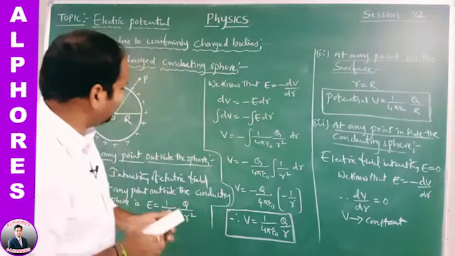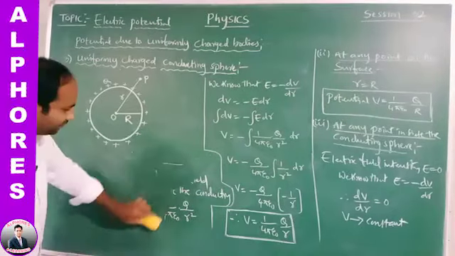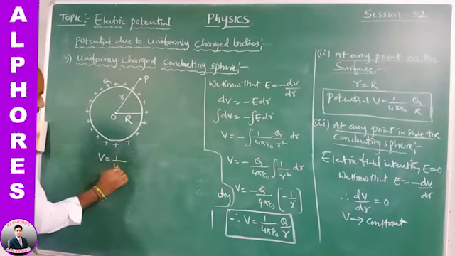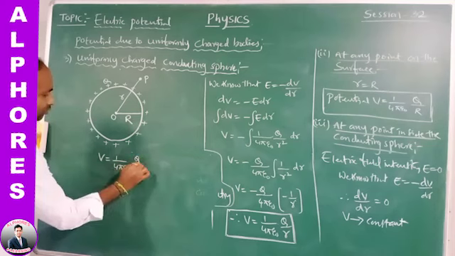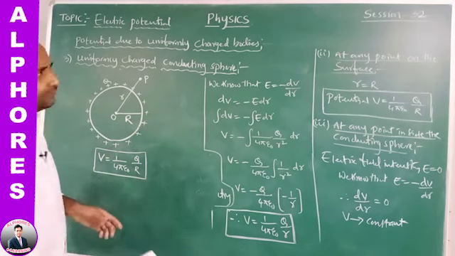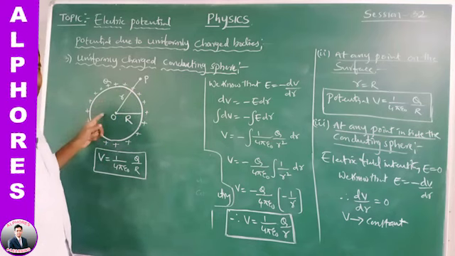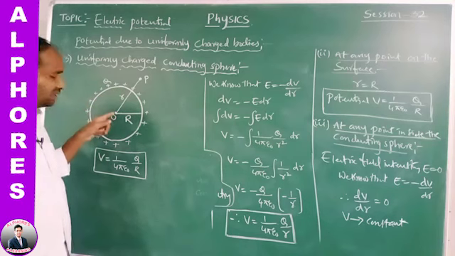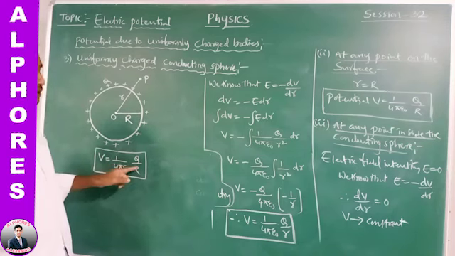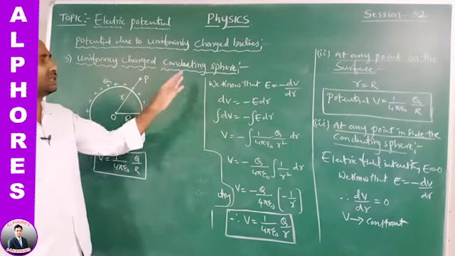When V is constant, what about that constant value? The constant value on the surface is V equal to 1 by 4 pi epsilon naught, capital Q by R. So from the surface to any point inside the sphere, or the center of the sphere, the potential value remains the same, which is 1 by 4 pi epsilon naught, capital Q by R. Okay, so this is about the potential due to a uniformly charged conducting sphere.